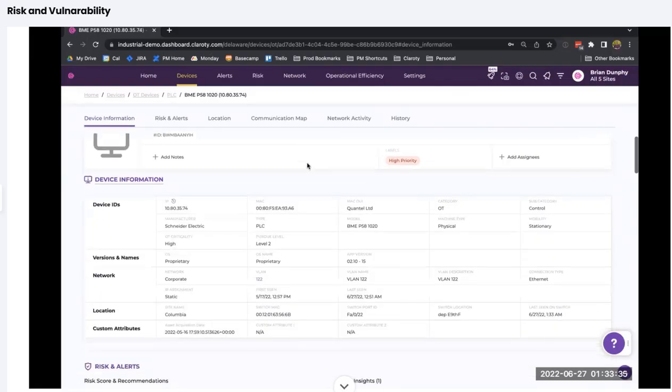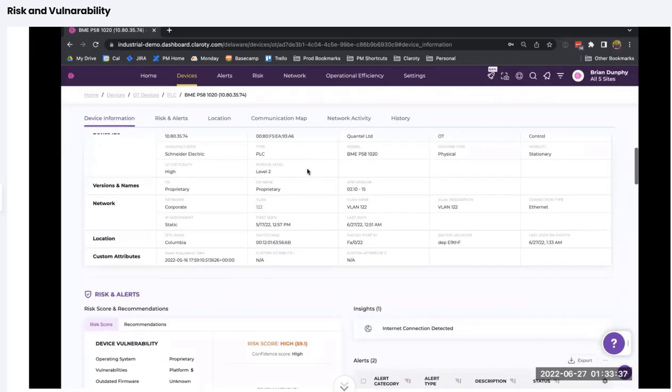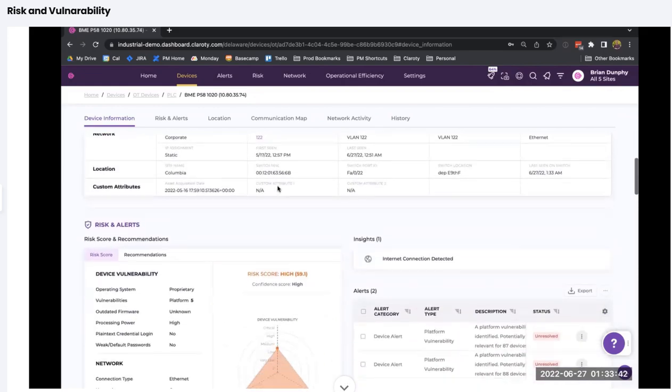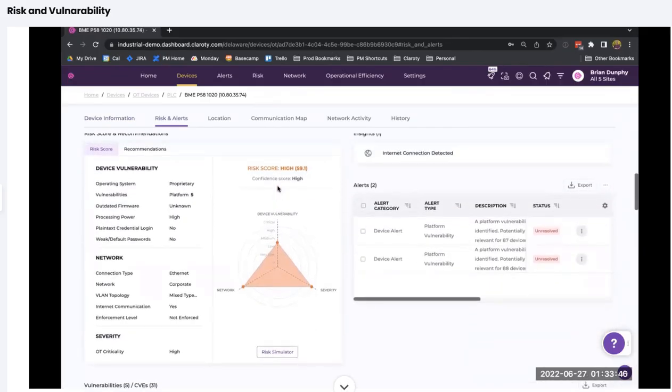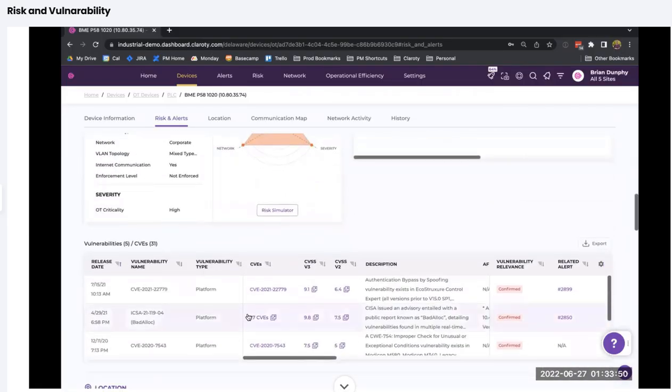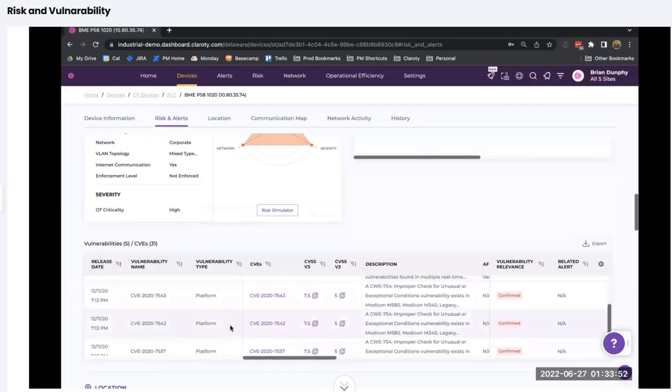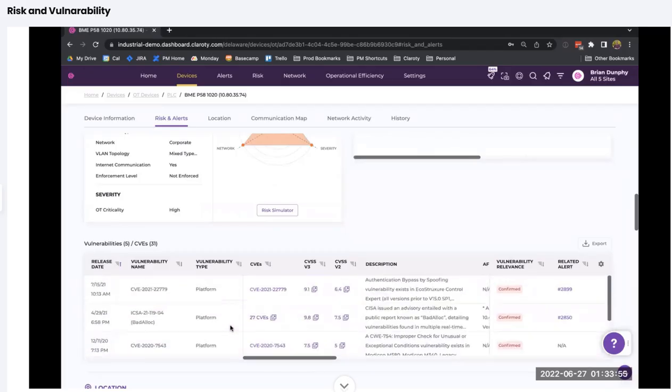So this is a Schneider Electric PLC here. If we scroll down, we can start to understand the overall risk associated with this particular asset, as well as also some of the very specific vulnerabilities that are impacting this particular asset.